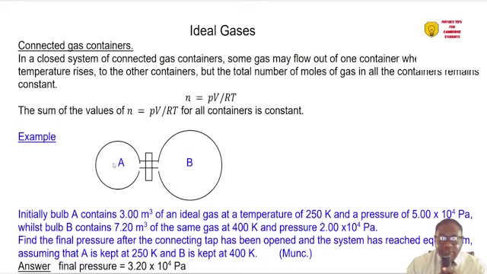Right, in connected gas containers, we have a closed system where gas may flow out from one container to the next. At first, we have the containers with their gases inside, and the valve is closed, and afterwards the valve is opened, and then the gas can flow from one container to the other. The total number of moles of the gas in the two remains the same. So we are going to use PV is equal to nRT, making n the subject of the formula. n is equal to PV over RT, which is going to be a constant.